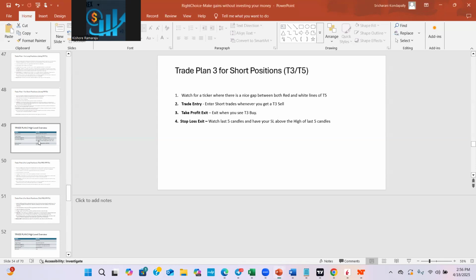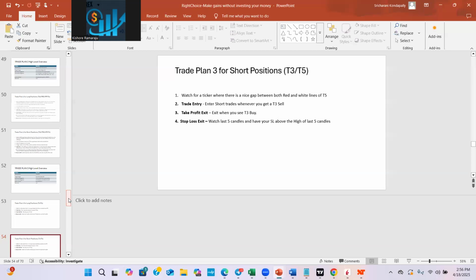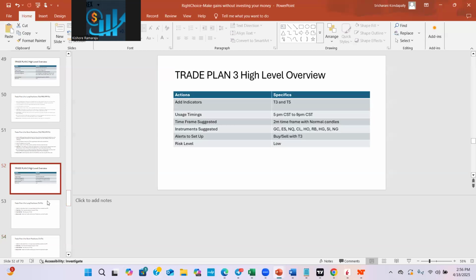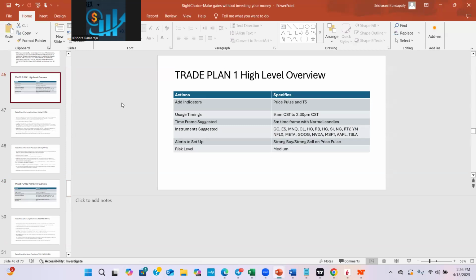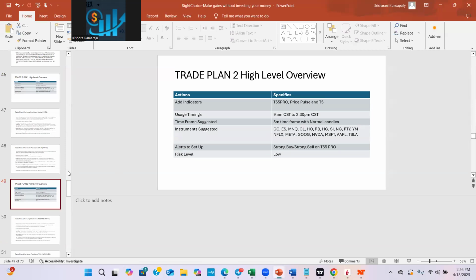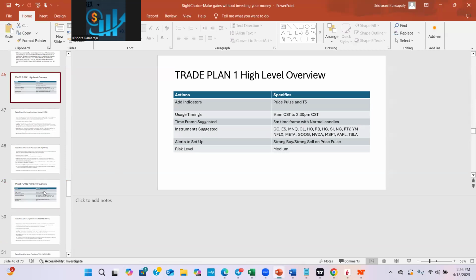Trade plan two you can use, but you have to use a smaller time frame in the evening time. But generally, this one is very low risk during evening time. If you want to use trade plan two or trade plan one, use 2 minutes instead of 5 minutes. You can use 2 minutes, and then you can take the trades in the evening time.